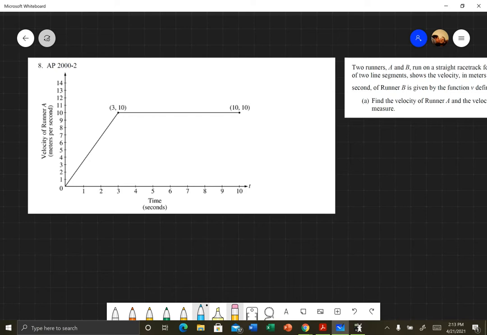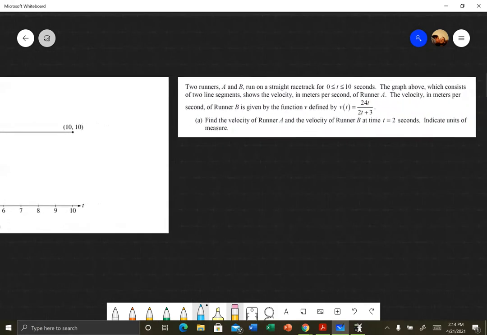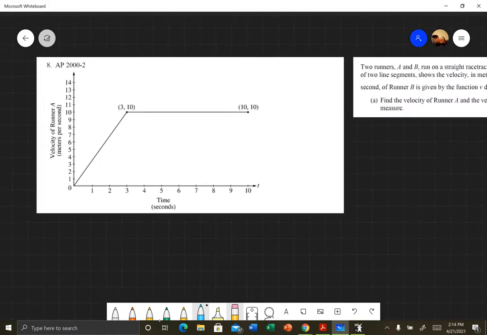Well, the nice thing is that we see right here from time t equals 0 to time t equals 3, and they labeled it for us. Between those 3 seconds, we have this straight line. And they told us that in the problem, right? Consists of two line segments. So we have the straight line from time t equals 0 to time t equals 3. This consistent velocity right here. And so what we can do is actually come up with an equation for that, right? We can come up with the equation of a line.